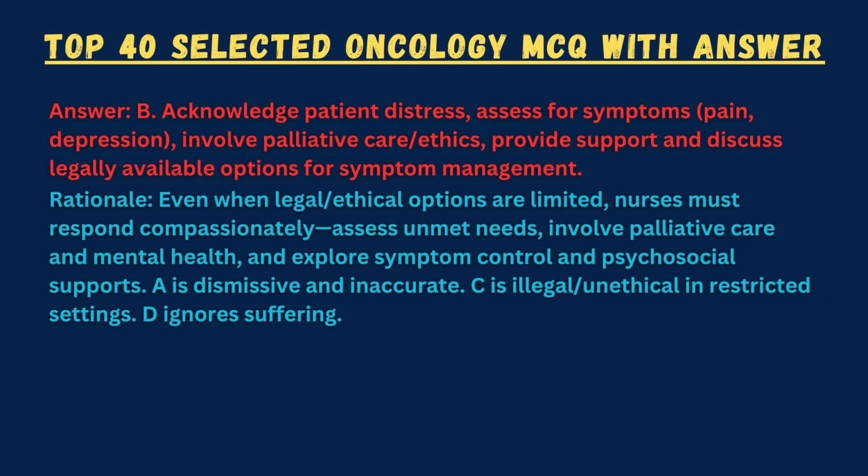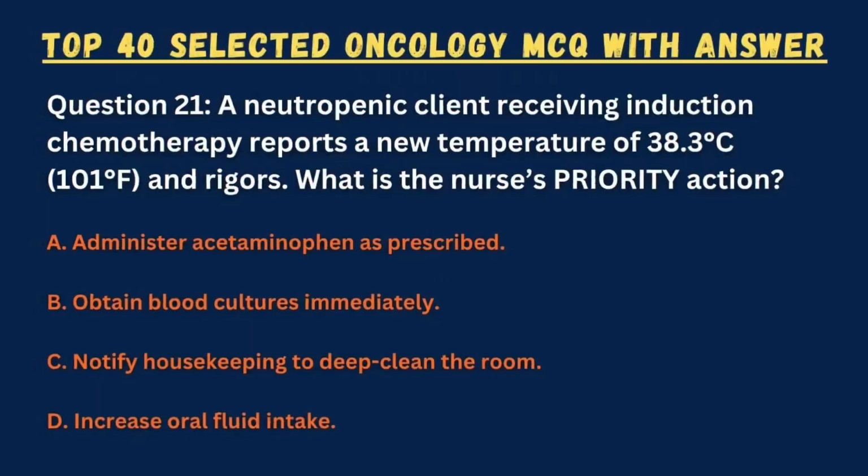Answer: B. Acknowledge patient distress, assess for symptoms, pain, depression, involve palliative care or ethics, provide support and discuss legally available options for symptom management. Rationale: even when legal/ethical options are limited, nurses must respond compassionately, assess unmet needs, involve palliative care and mental health, and explore symptom control and psychosocial supports. A is dismissive and inaccurate. C is illegal or unethical in restricted settings. D ignores suffering.